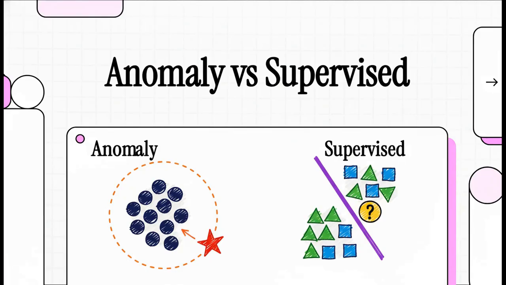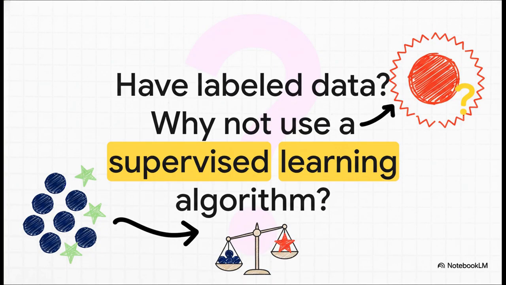All right, let's dive into a question that comes up all the time in machine learning. You're trying to find something weird in your data, an anomaly. So, do you reach for an anomaly detection algorithm or do you stick with a classic supervised learning approach? Let's figure that out. So let's just get right to the heart of it.